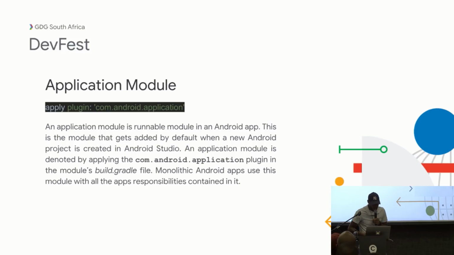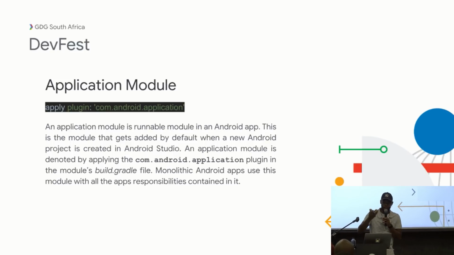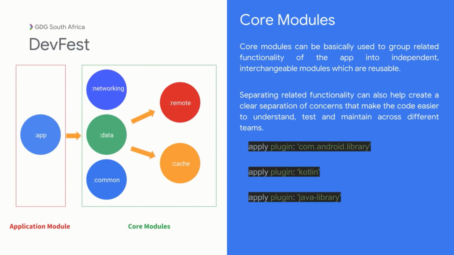These modules get added by default, as I stated. Everything that's written here, I've already mentioned. Once you've created your new Android project, this is what you get: your application module.